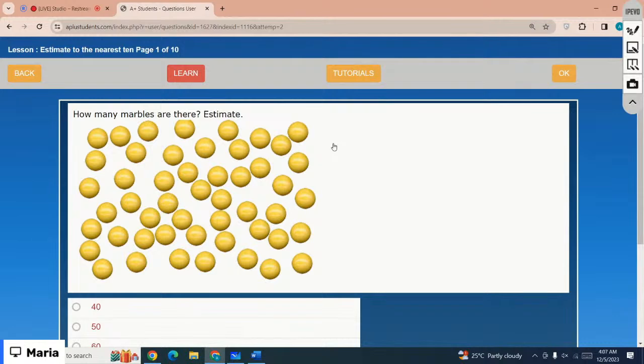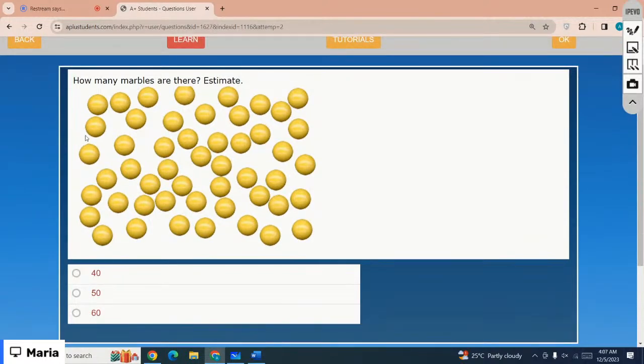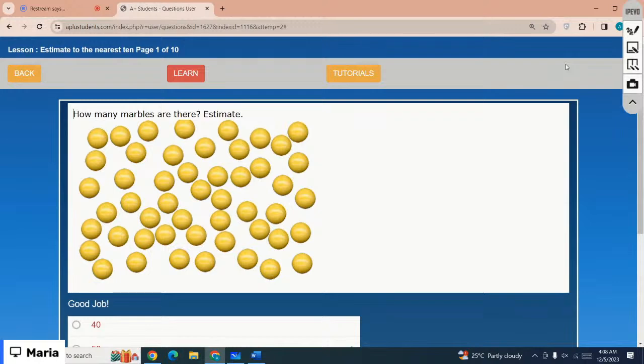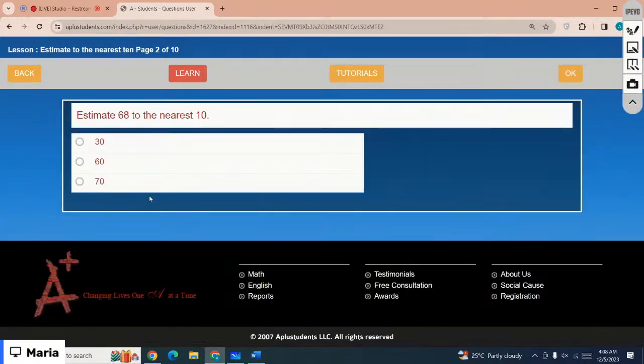The next one is how many marbles are there. You need to estimate, you don't need to count them. The numbers you have are 40, 50, and 60. I'm not counting them, you have to just estimate. So I think they are around 50. Yes, you can see Jai just guessed by looking at the number of marbles. The correct option is 50.